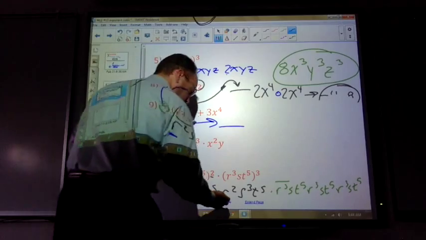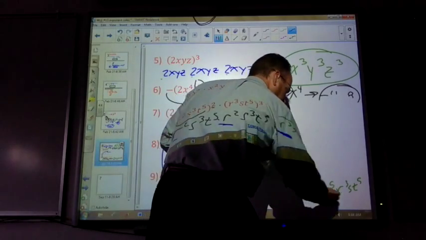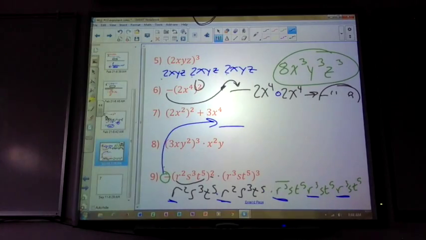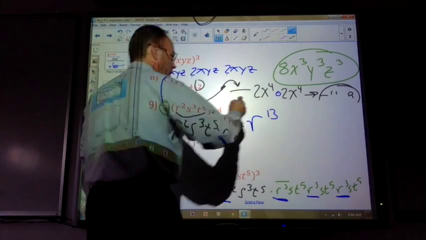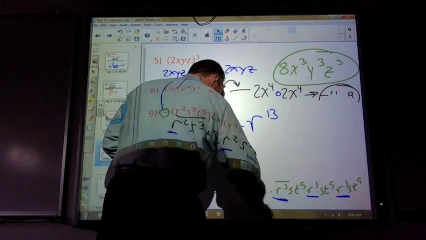R squared, r squared, r third, r third, r third. We're just adding them up. So 3 plus 3 is? Plus another 3, plus another 2, plus another 2. Yeah, buddy. R13. All right, let's change colors.